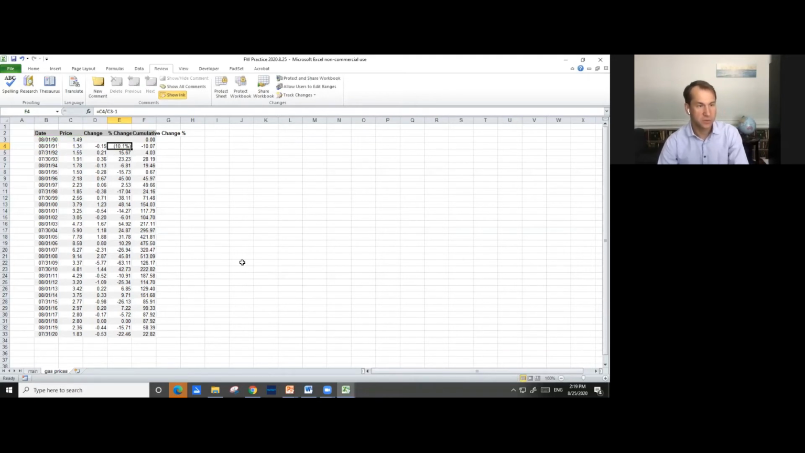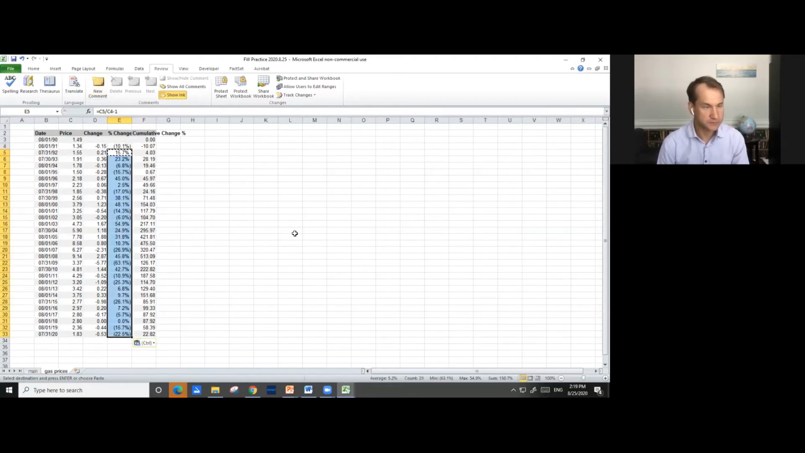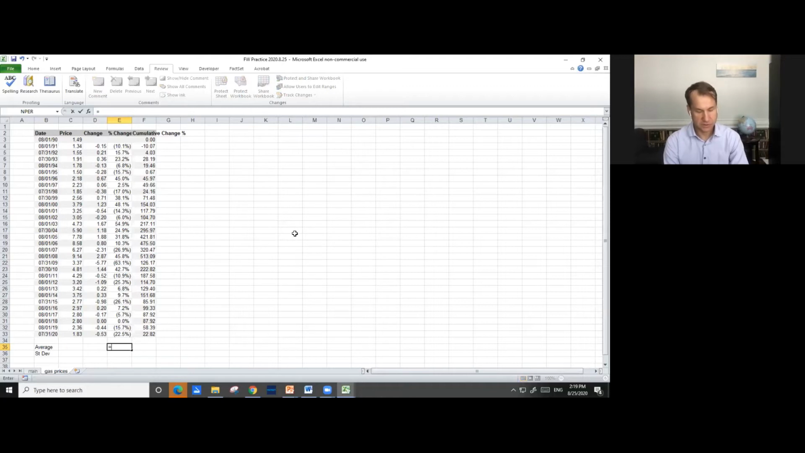So you see this 10.1%, which is the number that we had. And then I'll just copy and paste it just to double check. And then we'll run analytics on this column E. So we'll calculate average change and standard deviation for the change. So the average is simply the average formula with 30 observations in column E.